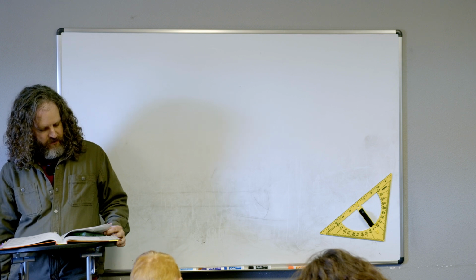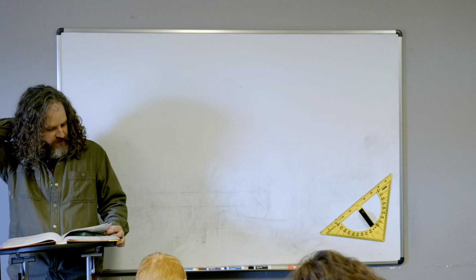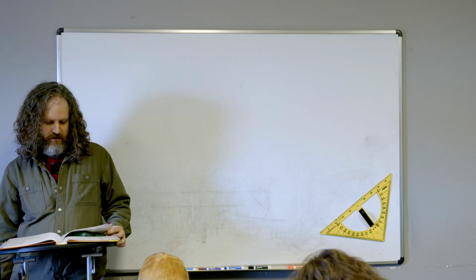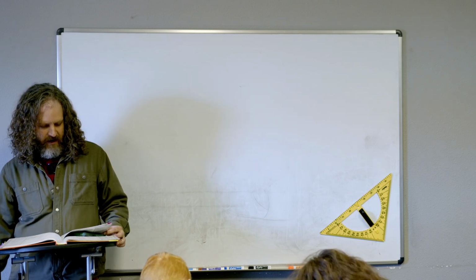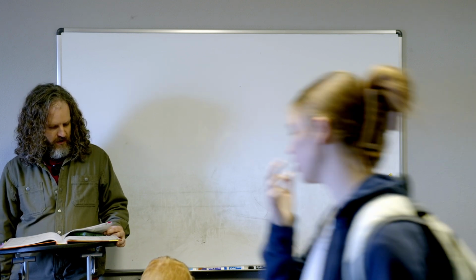38, sine of theta is negative square root of 2 over 2. Cosine of theta is negative square root of 2 over 2. Tangent of theta is 1. Cosecant of theta is negative square root of 2. And the secant of theta is negative square root of 2.